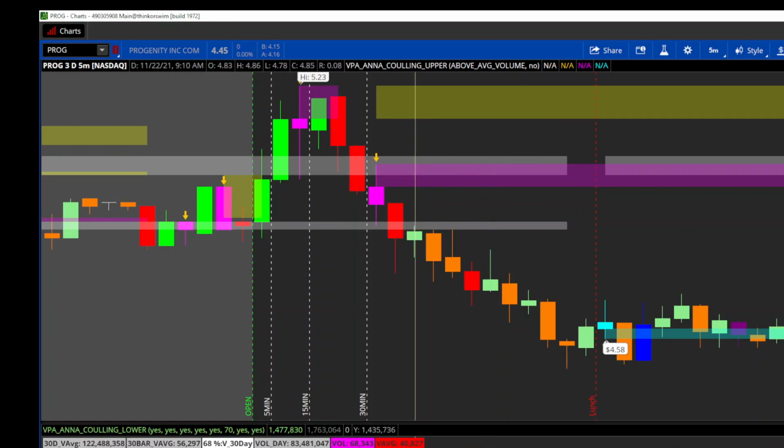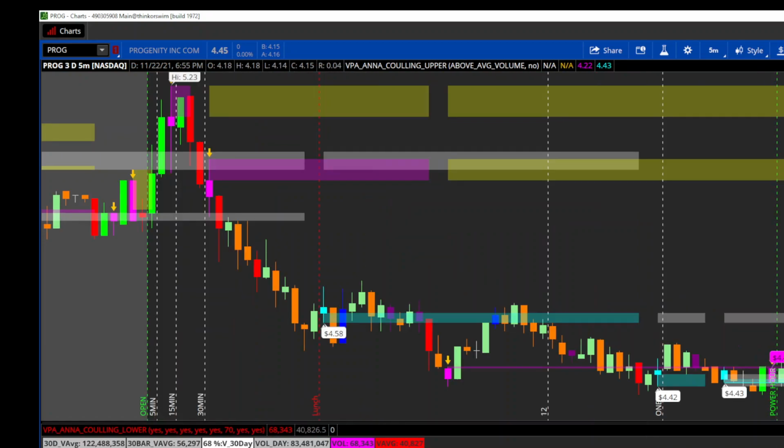And the light green ones are regular candles with lower than average volume. Orange is lower than average volume, and cyan is above average volume. And this blue is an irregular body with above average volume. Dark blue is below average volume, but it's an irregular body.